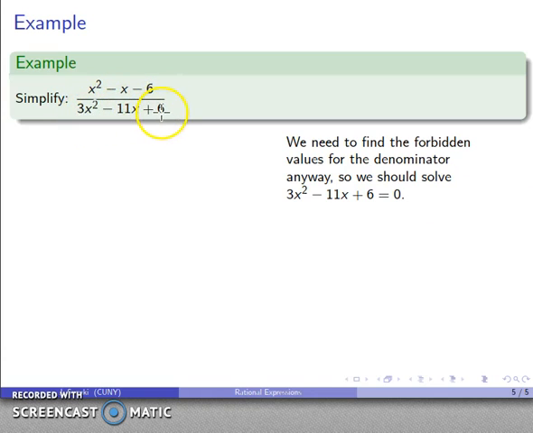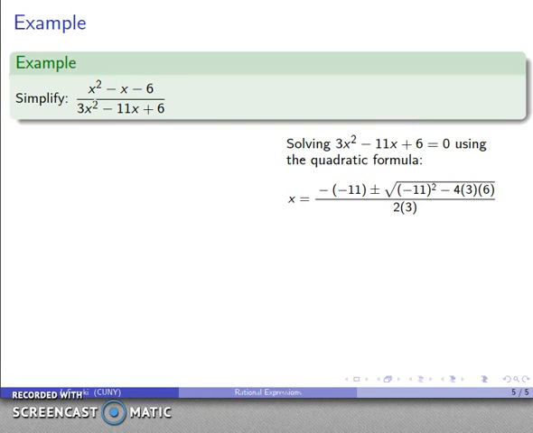I'm going to want to find the values that make this zero. I'm going to need to find the roots anyway, so it's not a great hardship. So here's my quadratic equation, 3x squared minus 11x plus 6 equals 0, the denominator equal to 0. I have my quadratic with a equals 3, b equals negative 11, c equals 6, and I'll substitute those values into the quadratic formula. I'll let the dust clear.